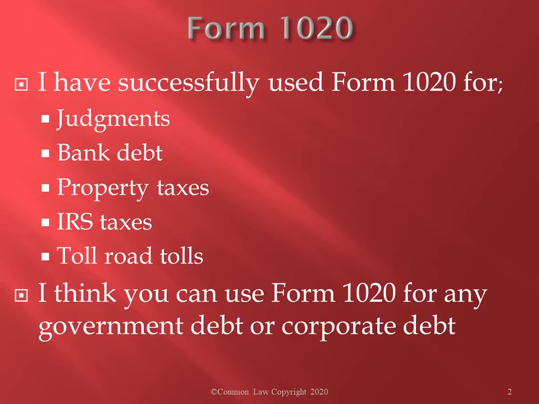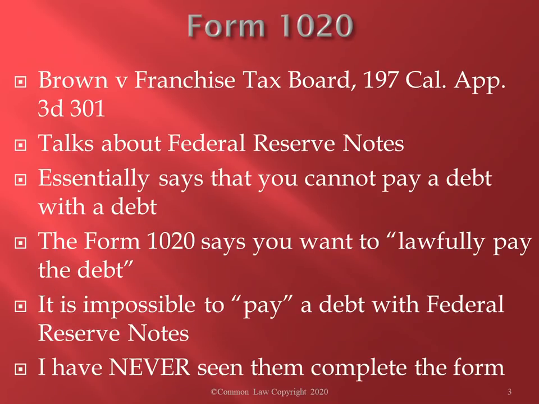Form 1020 is just a number that actually Carrie made it up, but so you can use any old number you want, and so that's important too. There's a case called Brown versus Franchise Tax Board. It's a Supreme Court case in California. It talks about Federal Reserve notes. Essentially says that you cannot pay a debt with a debt. Form 1020 says you want to lawfully pay the debt. And it's impossible to pay a debt with Federal Reserve notes. I have never seen them complete the form.